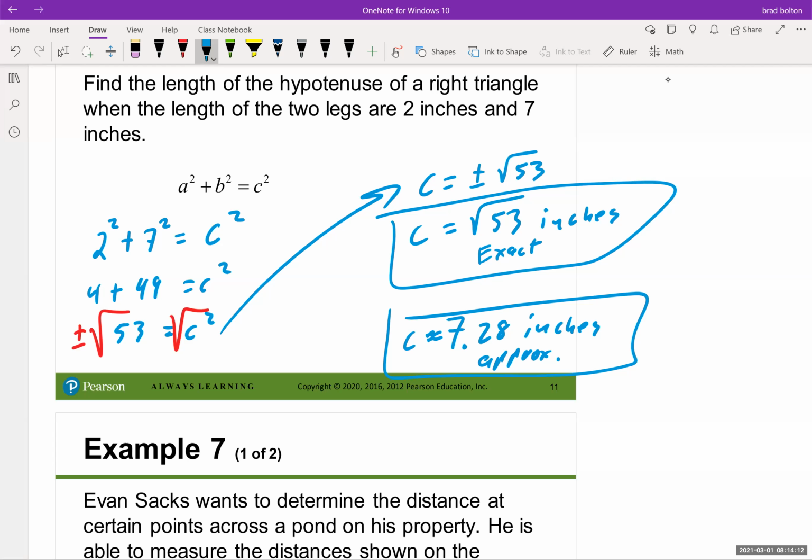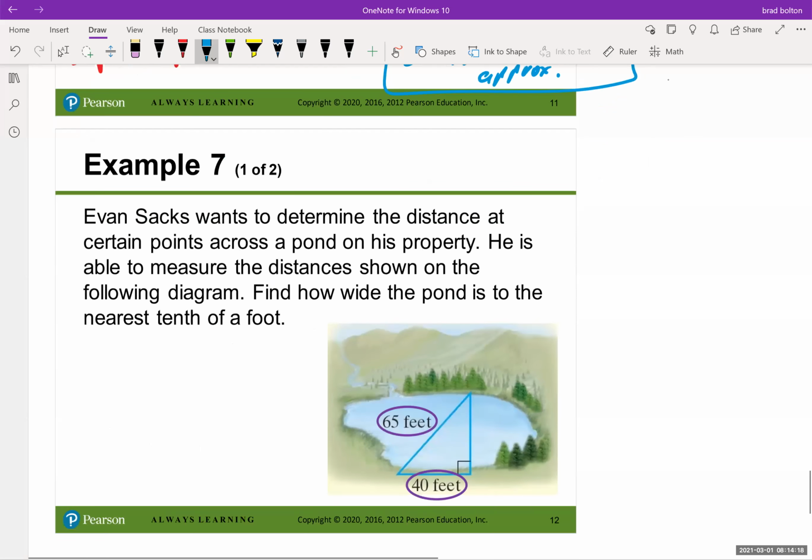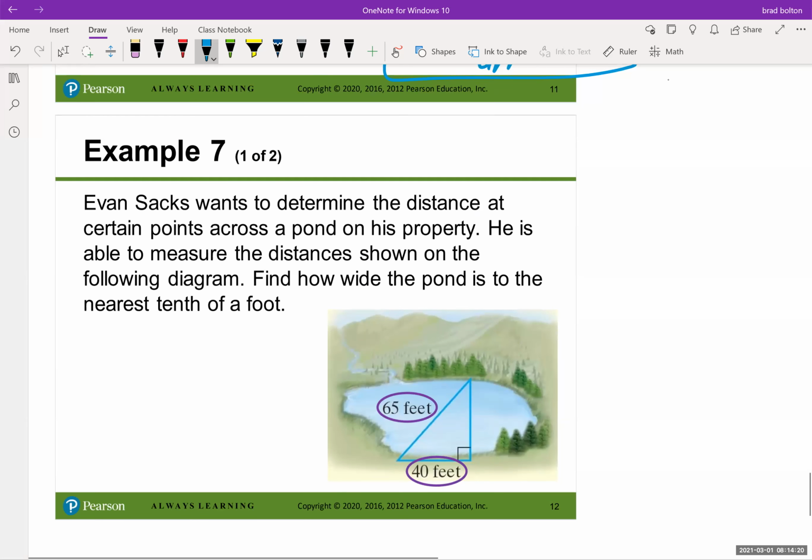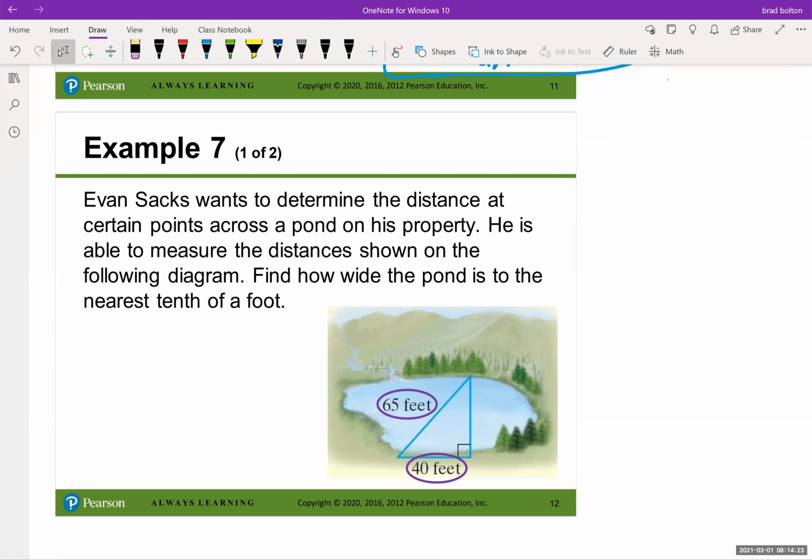If the problem asks for exact, that means I don't want you using your calculator. I want to see if you know how to simplify radicals. Okay, I think this is the last one for this video. So let's do a word problem. It says Evan Sachs wants to determine the distance at certain points across a pond on his property. He is able to measure the distance shown on the following diagram. Find how wide the pond is to the nearest tenth of a foot.